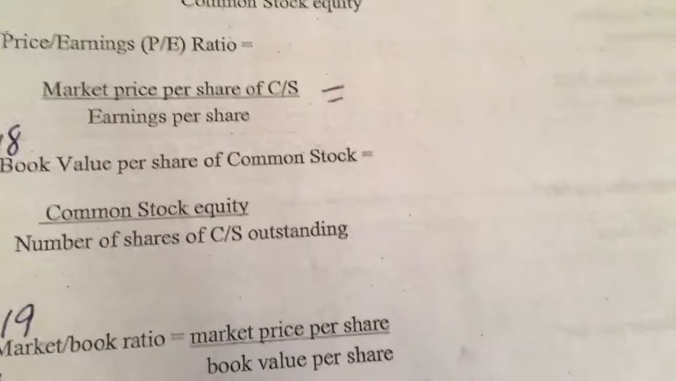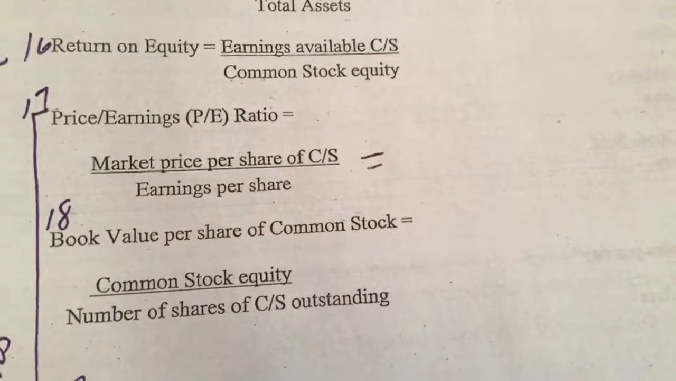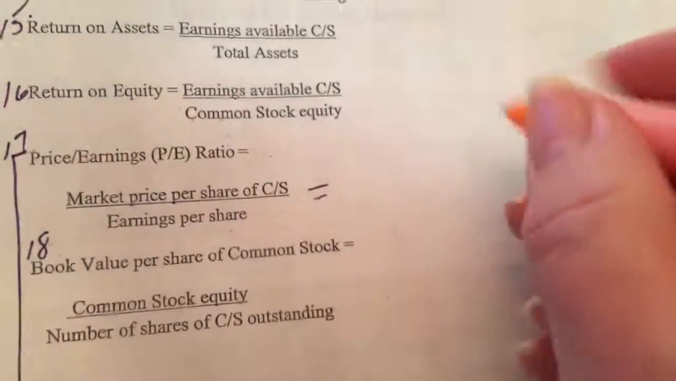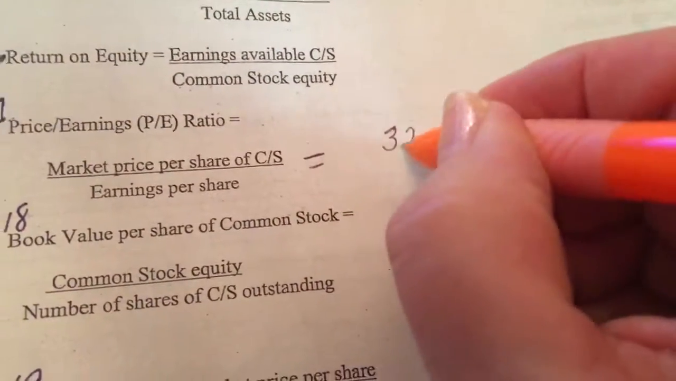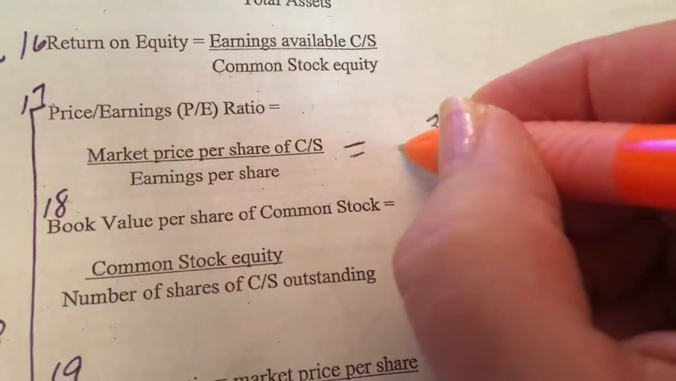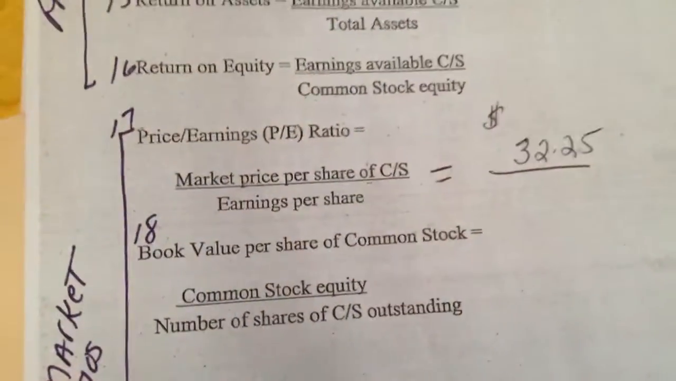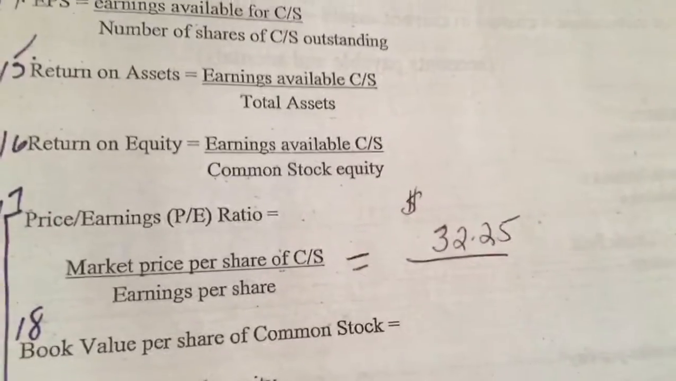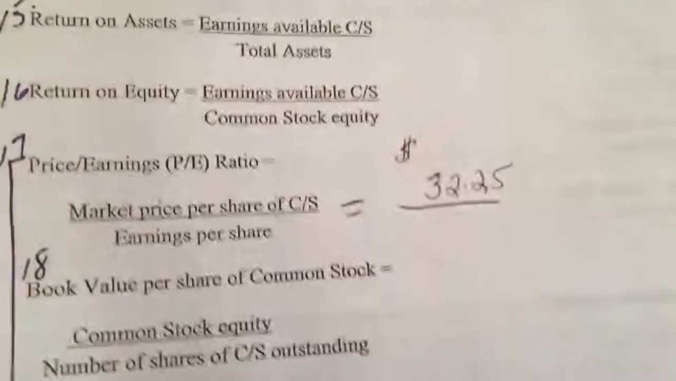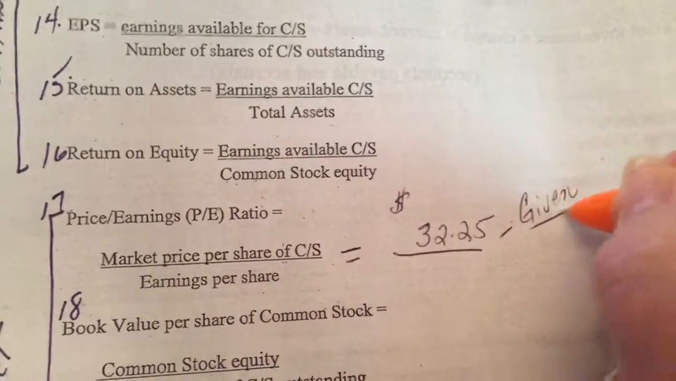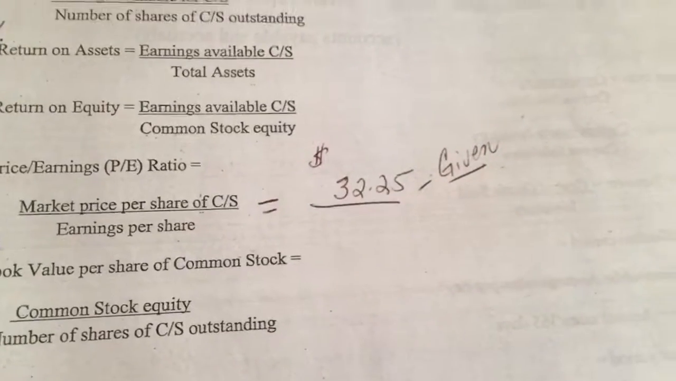They like this ratio. The first number as your numerator has to be one that's given to you. This is not one that's anywhere in the statements. $32.25 is what the stock is currently selling for. You would find that in the Wall Street Journal, but in our case, I have to give you that number. So this is a given number. You cannot find it in the financial statements.